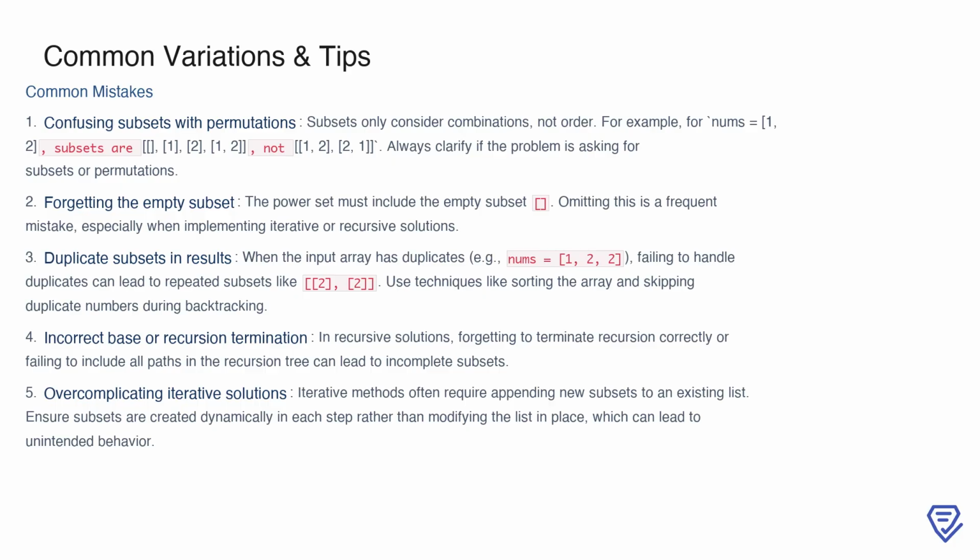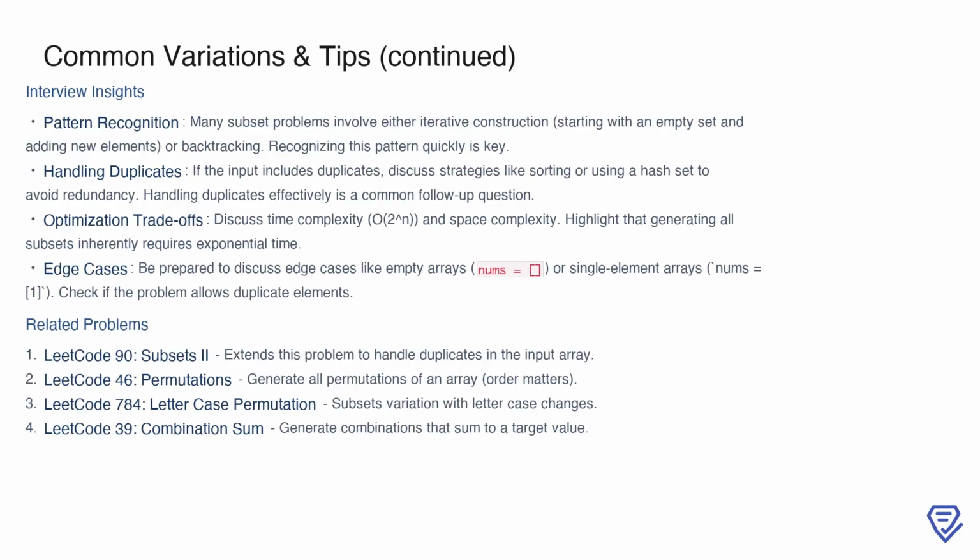Recursion errors are another pitfall. Forgetting to terminate your recursion properly or failing to explore all possible paths in the recursion tree can result in incomplete solutions. Lastly, iterative methods can sometimes become overcomplicated. Instead of modifying the existing list of subsets in place, focus on dynamically appending new subsets at each step to avoid unintended side effects.